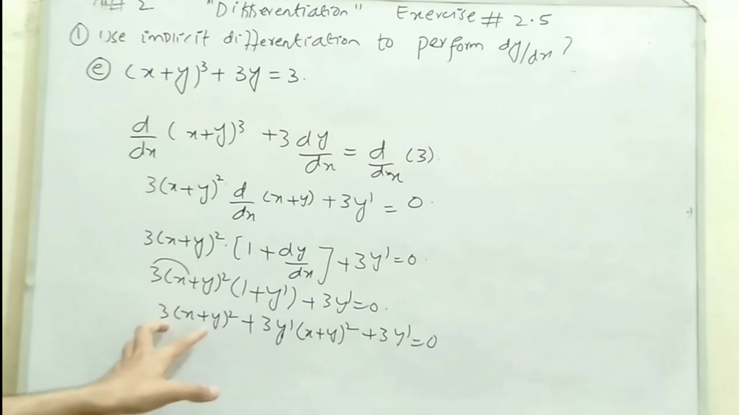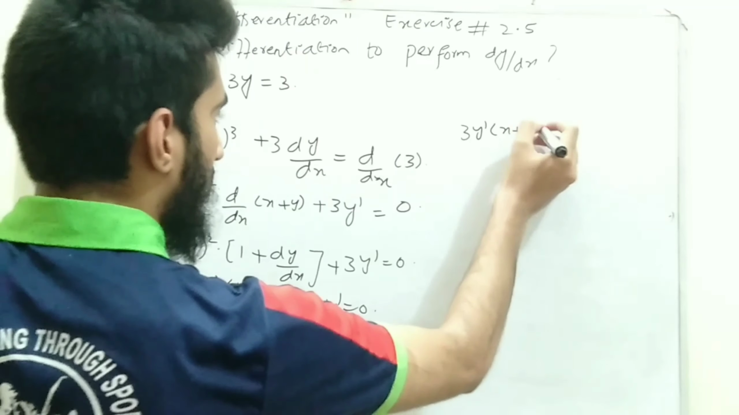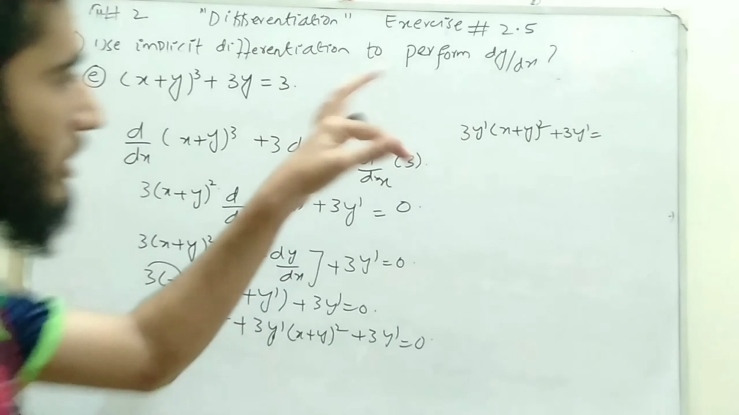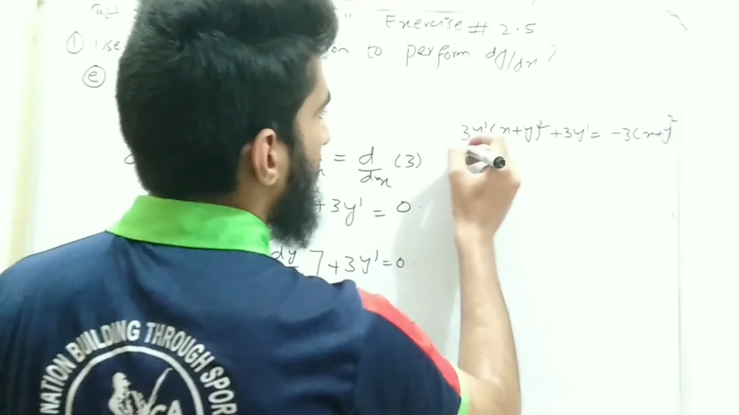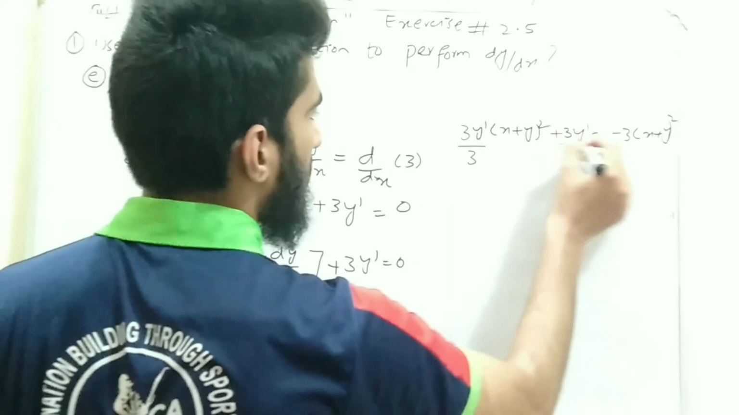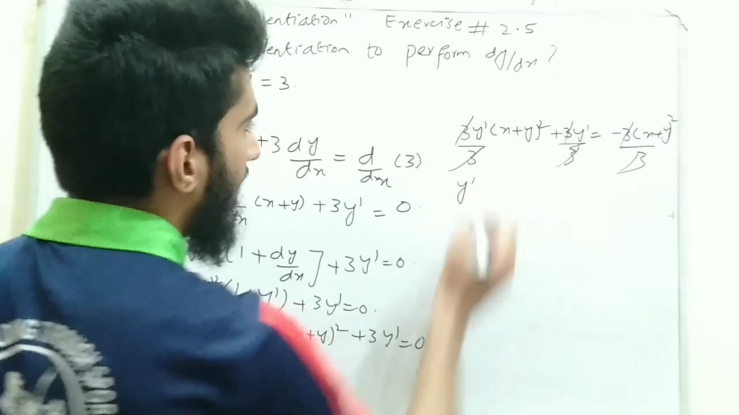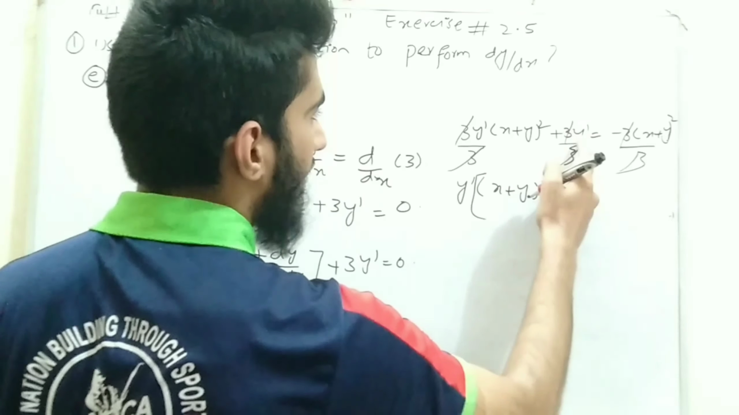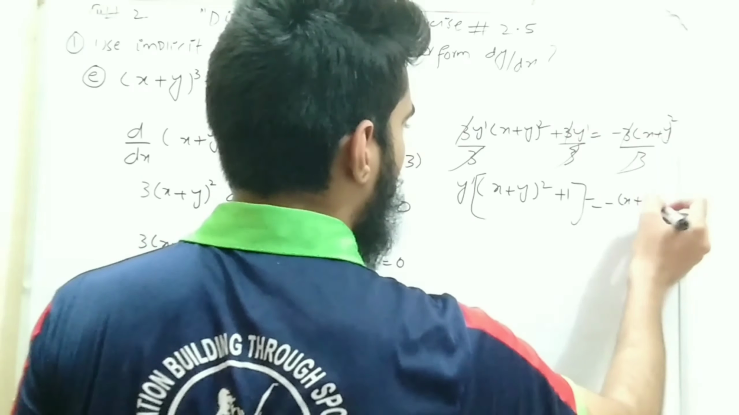Now shift 3 into x plus y whole square to the right hand side, so it becomes 3y dash into x plus y whole square plus 3y dash will be equal to minus 3 times of x plus y whole square. Divide both sides by 3. So 3 is cancelled out with each other, we are left with y dash. Now take out y dash common, inside we are left with x plus y whole square, and plus 1. And on the right hand side we are left with minus times of x plus y whole square.